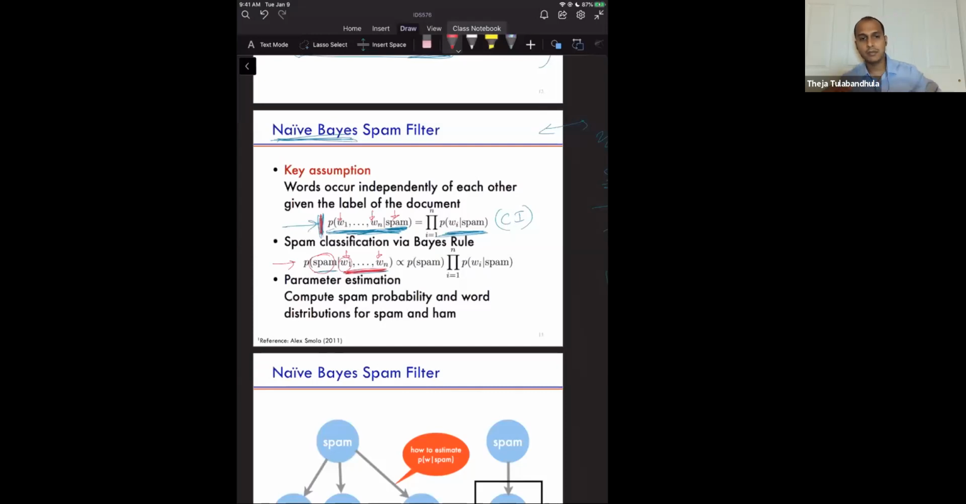So remember we have vocabulary size 50,000. So I have all these words. In a particular email, only some of the words will be present and some will not be present. I'm just saying that for the ones which are present, the random variables will be equal to 1.